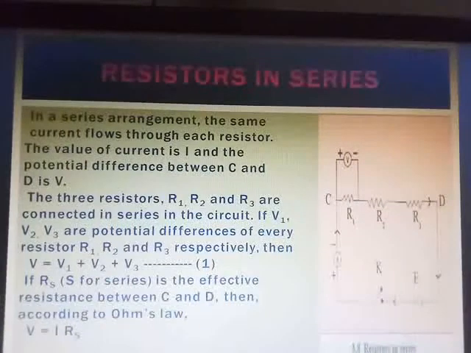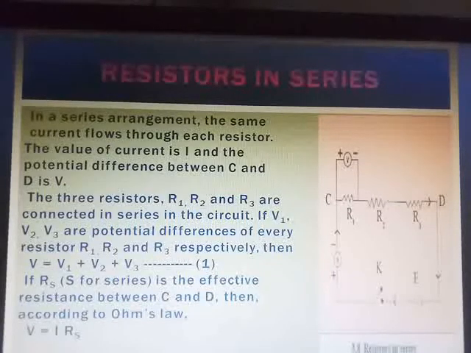Our next concept is very important. Two derivations we are going to study. One is to obtain an expression when the resistors are connected in series, and the other is to obtain an expression when the resistors are connected in parallel.